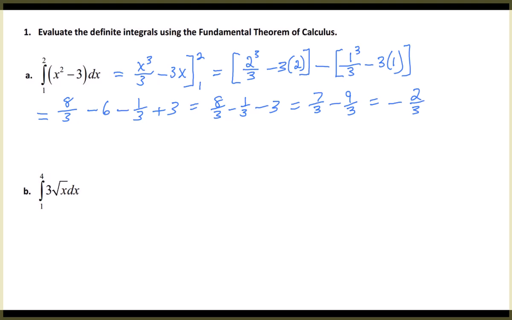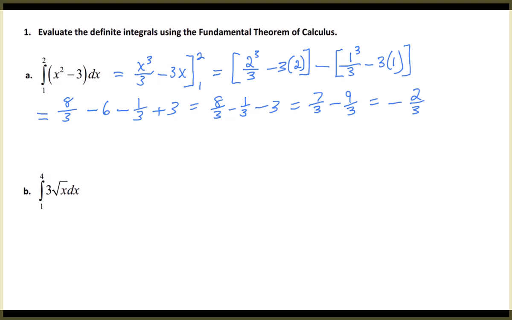That's a negative area. Can we have a negative area? If it's on the graph below the x-axis... Look at f of x. Is there anything there that would lead us to think we might have a negative area going on?